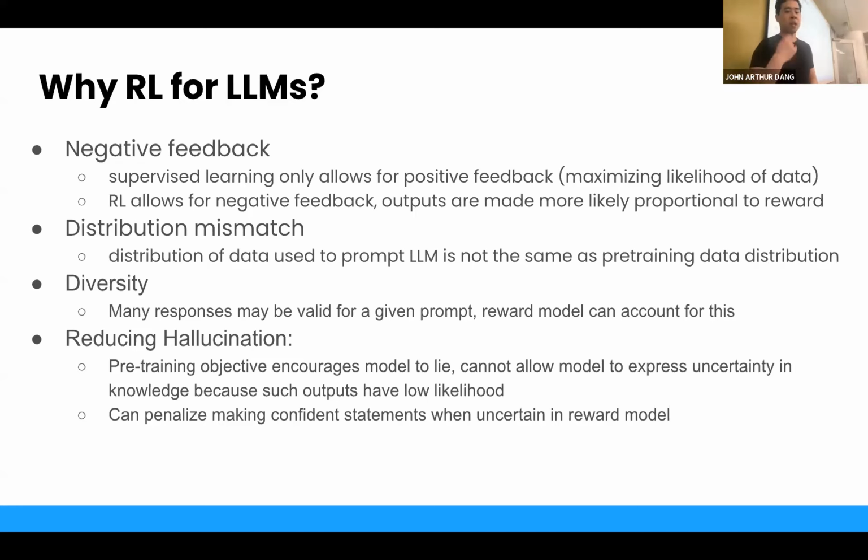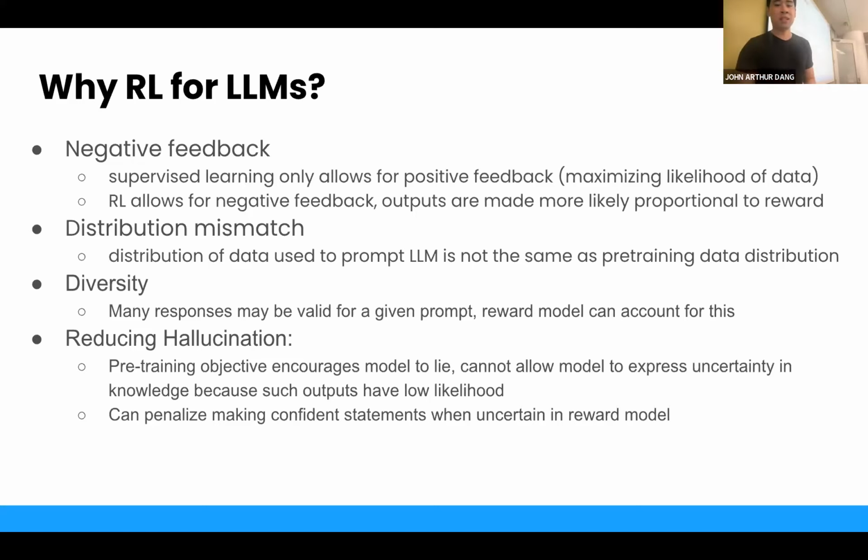And one of the last reasons you might want to do reinforcement learning from feedback is reducing hallucination. For those of you who are unfamiliar, hallucination is a phenomenon where language models just confidently make up facts and output them as if they were true. One intuition for why this might be a problem in pre-training is that the pre-training objective encourages the model to lie. You cannot express uncertainty in knowledge because those kinds of outputs have really low likelihood.